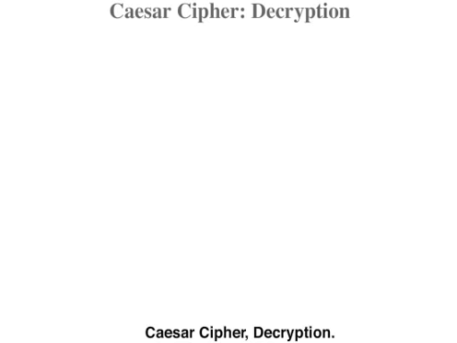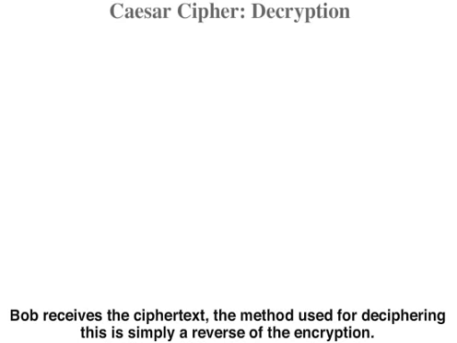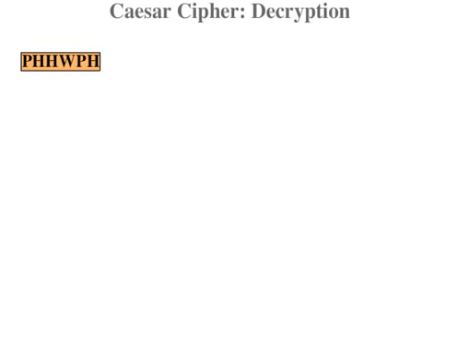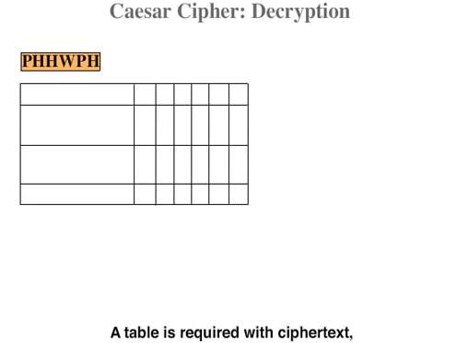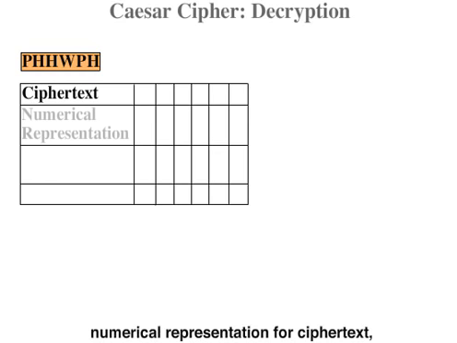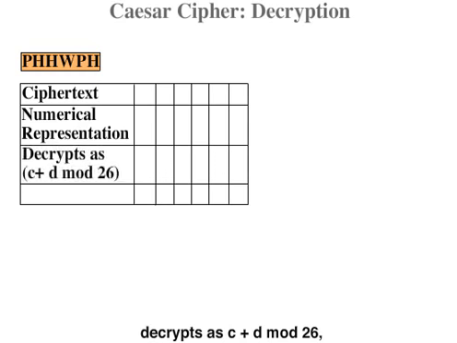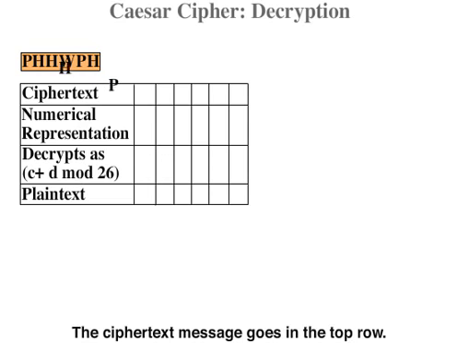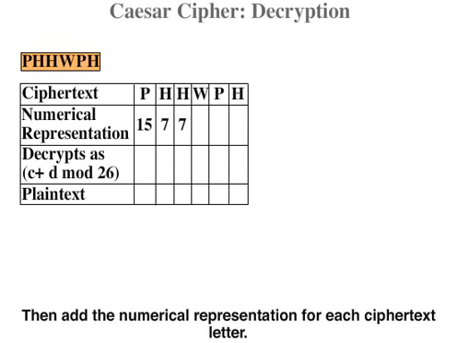Caesar cipher decryption. Bob receives the ciphertext. The method used for deciphering this is simply a reverse of the encryption. A table is required with ciphertext, numerical representation for ciphertext, decrypts as C plus D modulo 26, and plaintext. The ciphertext message goes in the top row. Then add the numerical representation for each ciphertext letter.